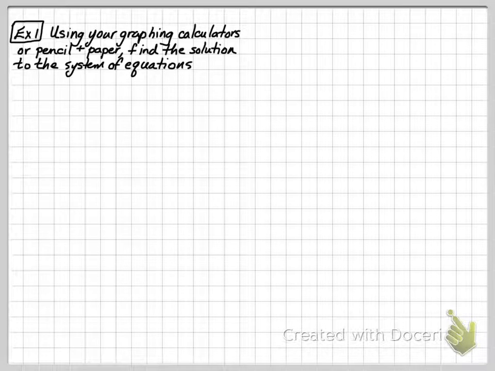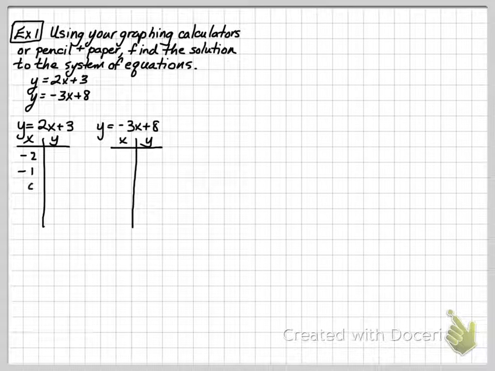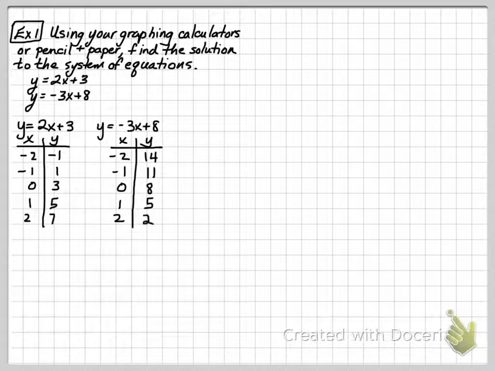Here we have example 1. Using your graphing calculators or pencil and paper, find the solution to the system of equations y equals 2x plus 3 and y equals negative 3x plus 8. Well, you can generate a set of ordered pairs for both these graphs. If x is negative 2, 2 times negative 2 is negative 4, plus 3 is negative 1. All down the list, doing the same for both.